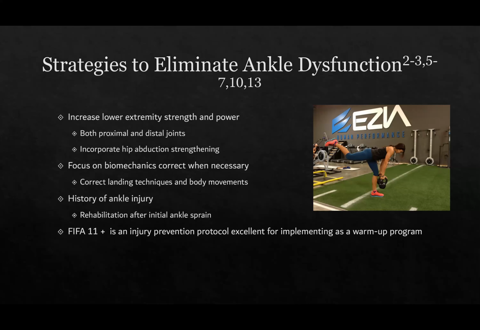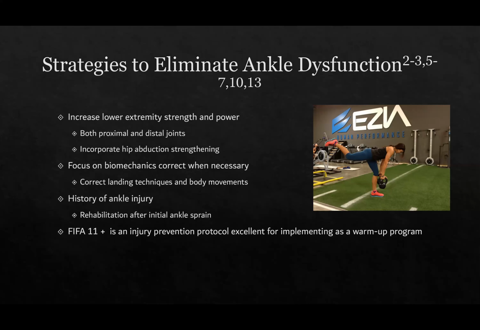And then, as I mentioned before, the strongest predictor of sustaining an ankle injury is history of an ankle injury. So educating athletes about the benefits of rehabilitation following an initial ankle sprain to prevent further ankle or lower extremity injuries, and utilizing preventative measures such as taping or bracing to prevent ankle instability from causing further injuries is crucial in eliminating ankle dysfunction. And ensuring the athletes follow through with the rehabilitation program is imperative as well.